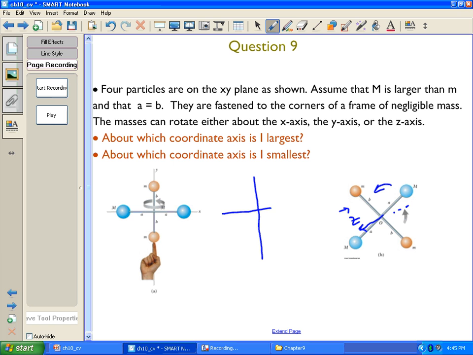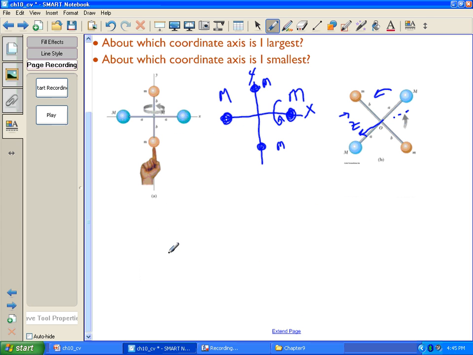Let's see if I can go ahead and do a drawing for you. Here's a capital M, another capital M, a small m, another small m, and the rotation here would be about the x-axis. So here's x and here's y. Okay, well let's proceed to determine the moment of inertia for each one of these situations.